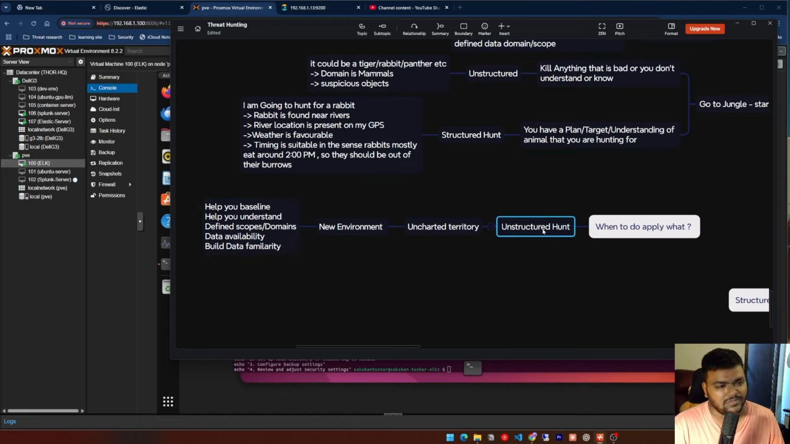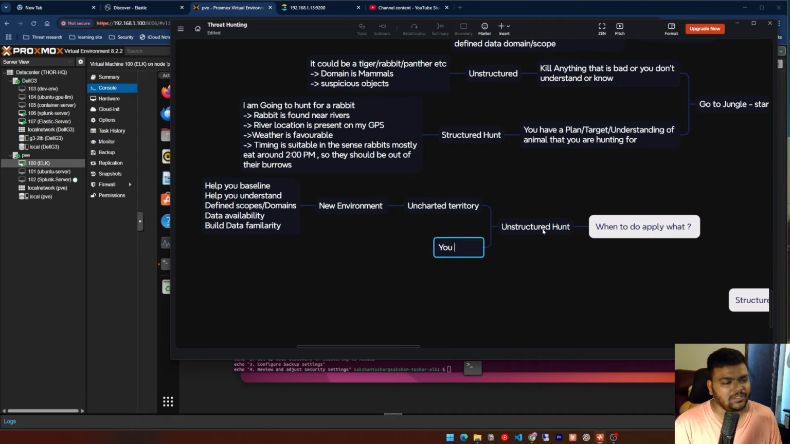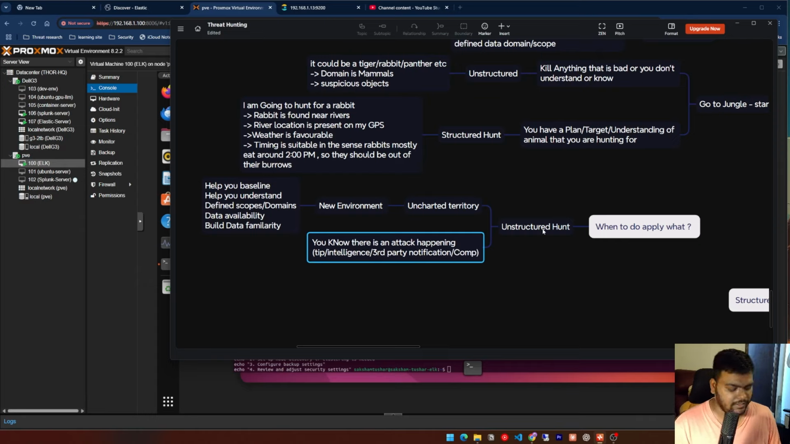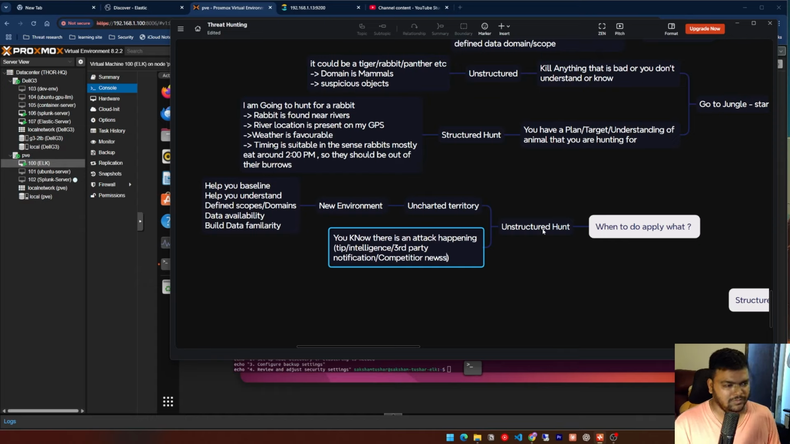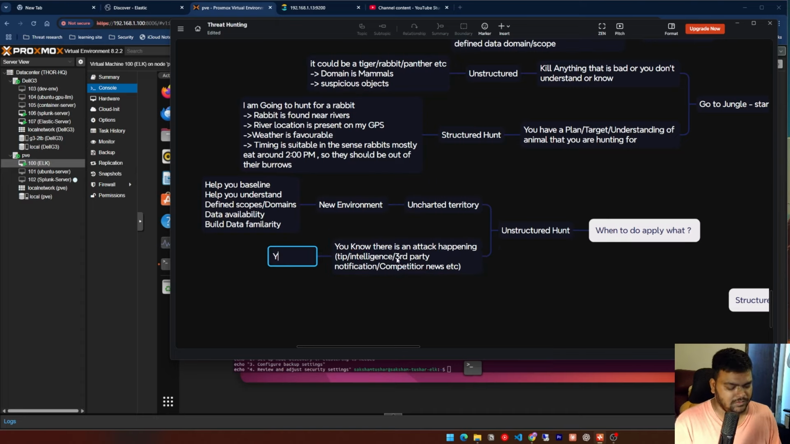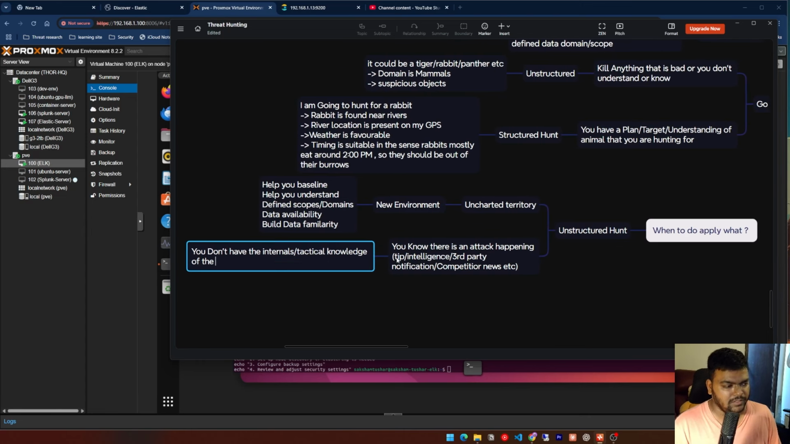What else? Another could be, there is an attack happening, possibly a tip, intel, third party notification, competitor news, etc, whatever it is, right? But you don't know the mechanics of it, right? You don't have the internals or tactical knowledge of the attack.